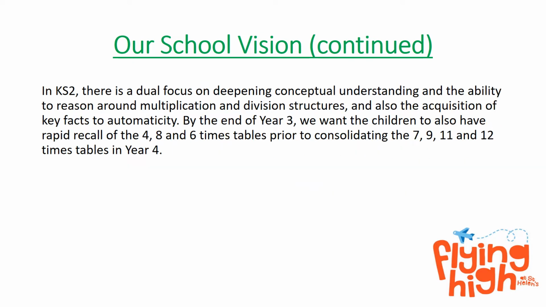In Key Stage 2, there is a dual focus on deepening conceptual understanding and the ability to reason around multiplication and division structures, and also the acquisition of key facts to automaticity. By the end of Year 3, we want the children to also have rapid recall of the 4, 8 and 6 times tables prior to consolidating the 7, 9, 11 and 12 times tables in Year 4.